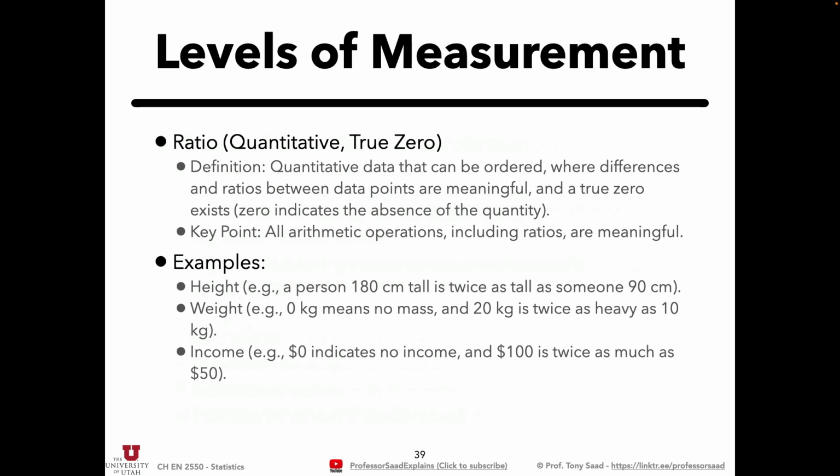$20,000 is twice as much as $10,000. Okay, so you can take that. So remember the word ratio. You can take their ratios. Think about the Kelvin example. Yeah, I can take the ratio or the height of the person.